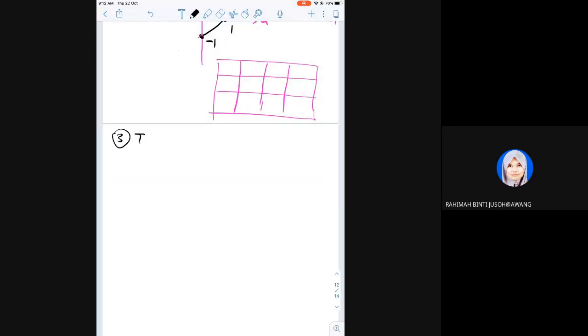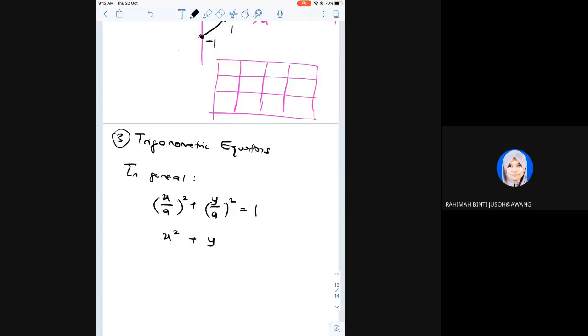Number 3, trigonometric equations yang dua-dua lain. Okay. In general, before that, kalau x over a squared plus y over a squared equals to 1, this can be written as x squared plus y squared equals to a squared. This is a circle with radius a. Segitu. Okay?